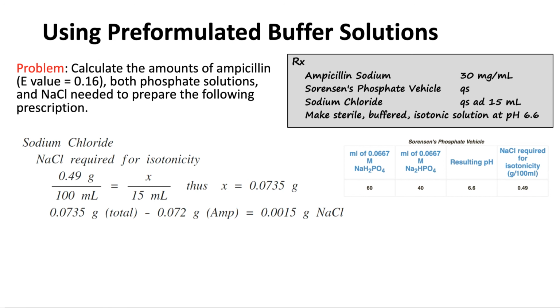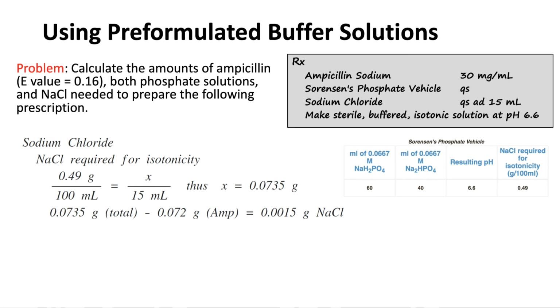X would then equal 0.0735 grams. That's grams of sodium chloride. That's the total weight of sodium chloride we would need. You take that sodium chloride, add it to the two phosphate buffer volumes, and that makes the solution isotonic. So our target total is 0.0735 grams of sodium chloride.